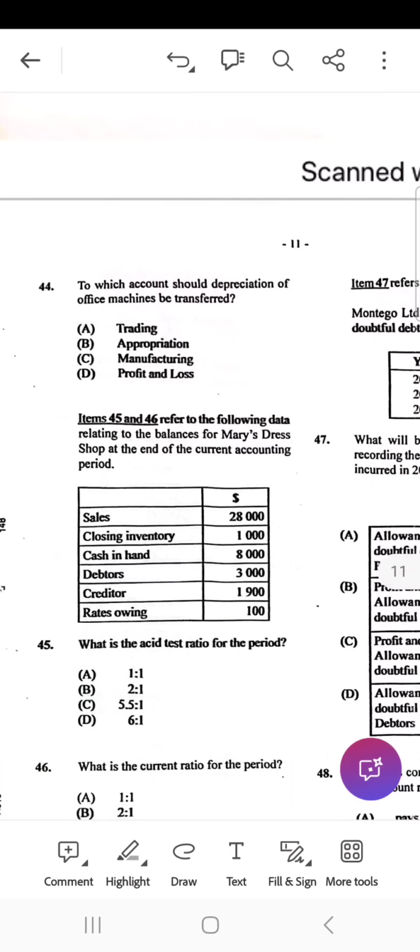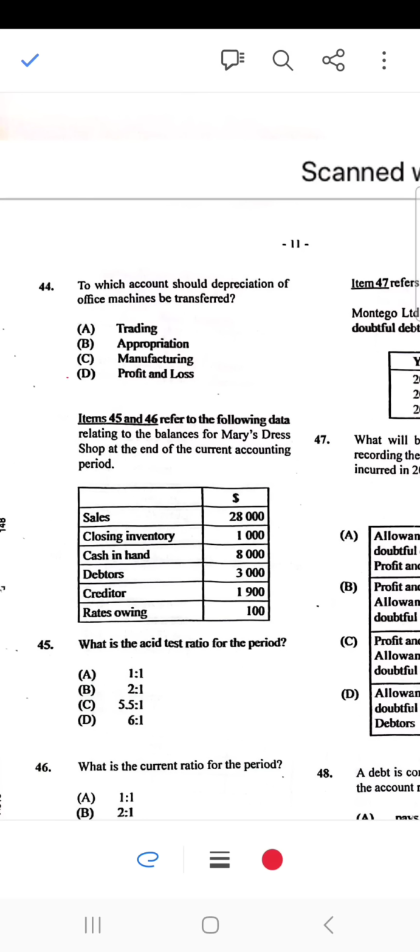Number 44, to which account should depreciation of office machinery be transferred? It is an expense, and the expenses are located in the profit and loss section of the income statement. Number 45 and 46 refer to the following information. They want to know what is the asset test ratio.